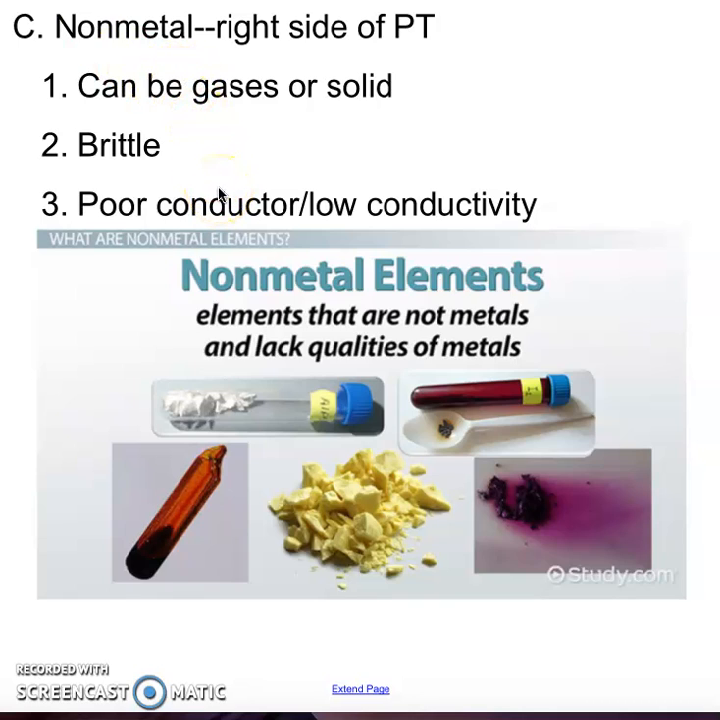Nonmetals are primarily on the right side of the periodic table. They can be gases or solids, they are brittle, and they are very poor conductors or have low conductivity. Some examples: sulfur. You can see sulfur is in group 16, period 3. I think this is fluorine, group 17, period 2. This is air, it's kind of a mixture. Iodine, I2, group 17, period 5. So these are all great examples of nonmetal elements.